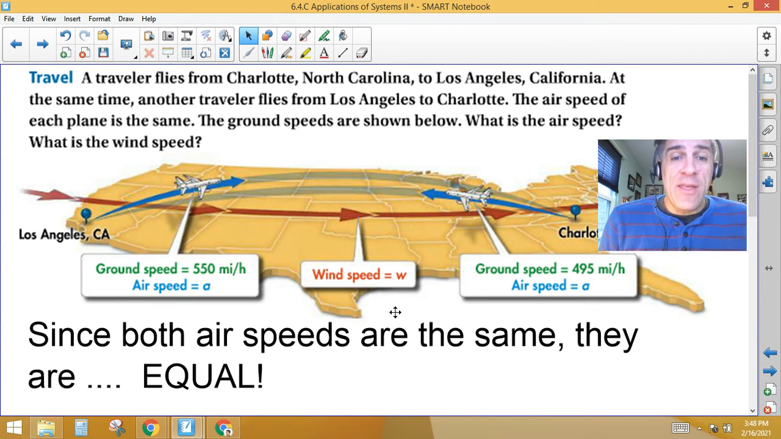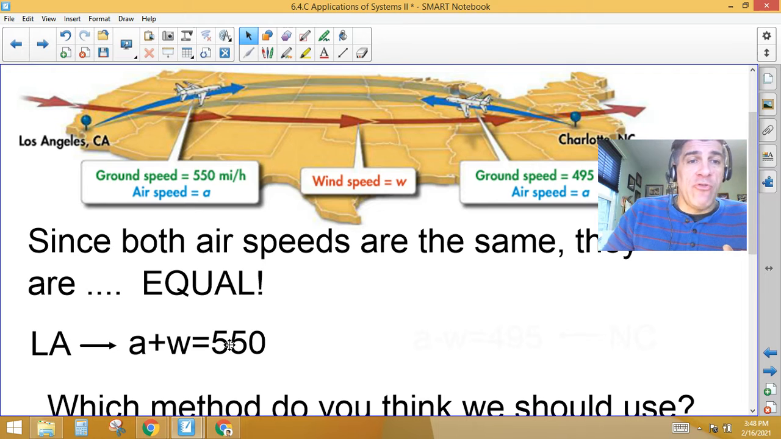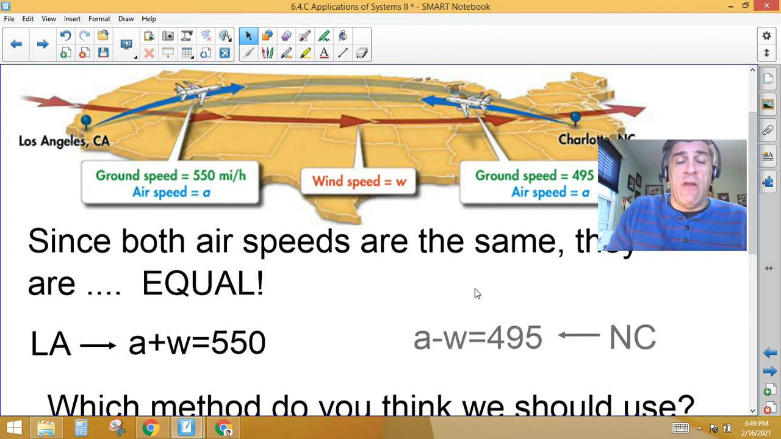Since both airspeeds are the same, they are equal to each other. So here's the LA plane going towards North Carolina. If I take the airspeed plus the wind speed, it equals 550, based on the previous page's information. Can you come up with the equation for the other plane going towards LA from North Carolina? Hopefully you came up with something very similar: A minus W equals 495. Instead of A plus W, we have to subtract away that wind speed.